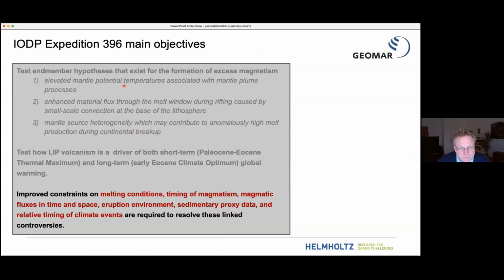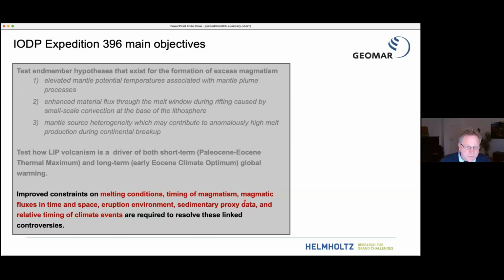So what this needs is really new constraints on the melting conditions, the time of magmatism, when we have melting in what parts of the margin, magmatic fluxes in time and space, and also the eruption environment, because this tells us something about the vertical movement of the margin and also the unloading of the mantle. So was the volcanism placed in a subaerial or submarine environment, for example?